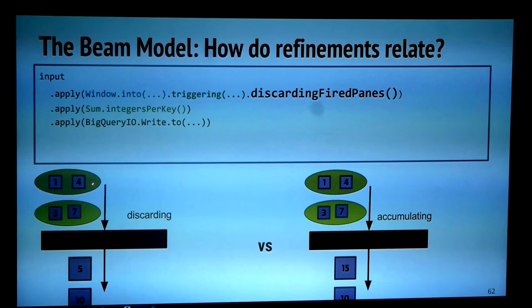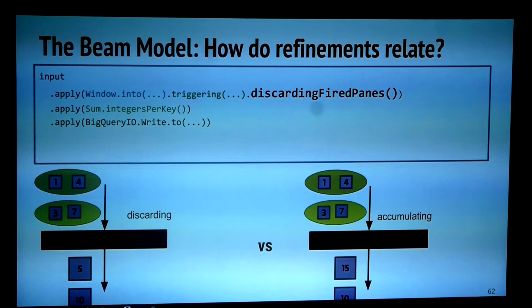Then another batch comes in, and it has a 1 and a 4 in it. So I sum that, and I emit a 5. So you can see the total sum here would be 15. And what I'm doing is emitting incremental sums. And so downstream, if you wanted the total sum, you would sum these up.